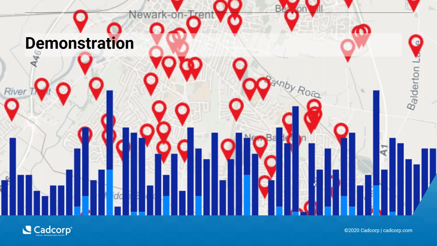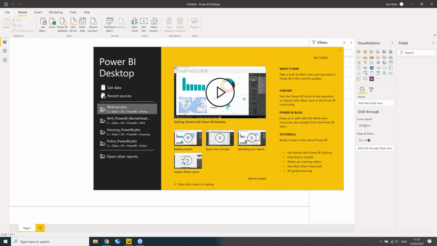Okay, so what I'm going to do is look at how we set up the Power BI application, and then we have a couple of examples that have already been created that we can run through to look at the additional functionality that you get with the Cadcorp SIS WebMap for Power BI. So this will look very familiar to people that are using the Power BI application.